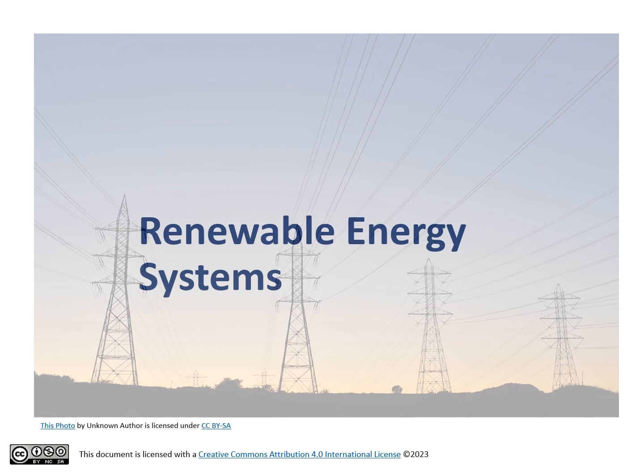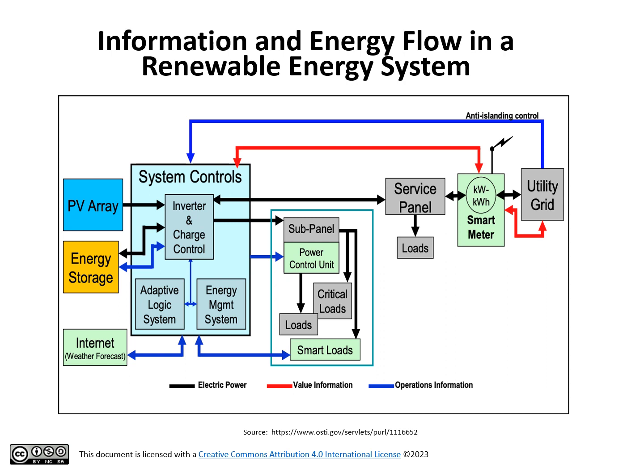Now, let's look into renewable energy systems and how they integrate with the power grid. This slide depicts the energy and information flows in a renewable energy system, in particular the photovoltaic or solar energy system. Electric energy flows from the PV array or solar panels to the inverter, then to either the energy storage equipment or the service panel or subpanel.